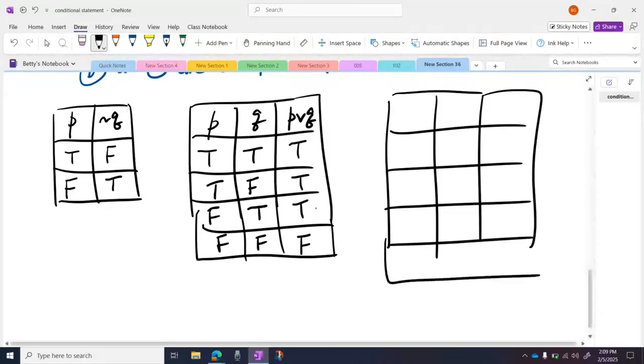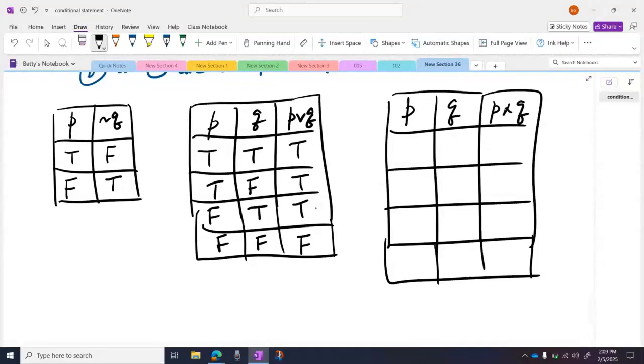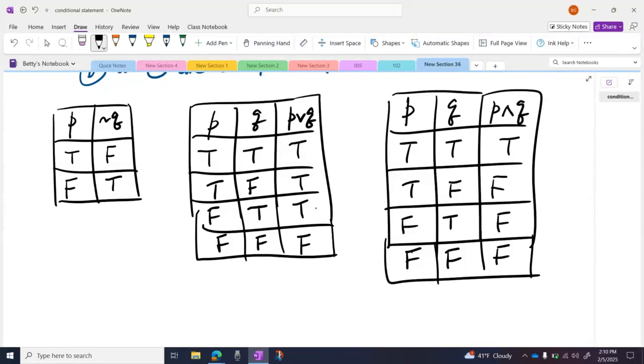And we also earlier covered conjunction. 1, 2, 3, 4. The more times we write them, the more familiar we are with them. So PQ, this time is P and Q. Remember, conjunction means and. So it's high maintenance. The only case for a conjunction to be true is when both pieces are true, right? The same with earlier, TT, TF, FT, FF. So the first case is true, all others are false.